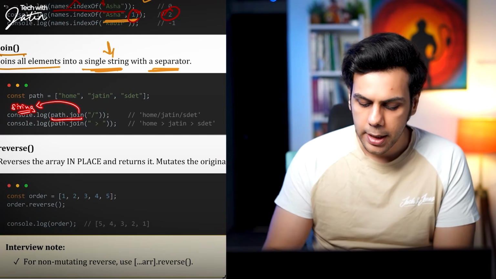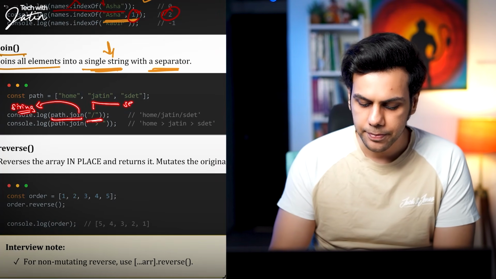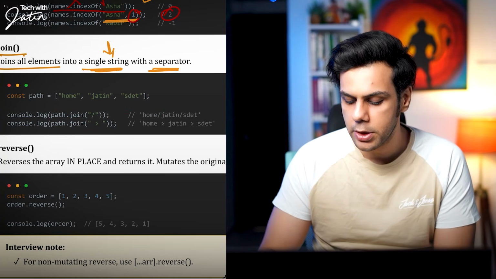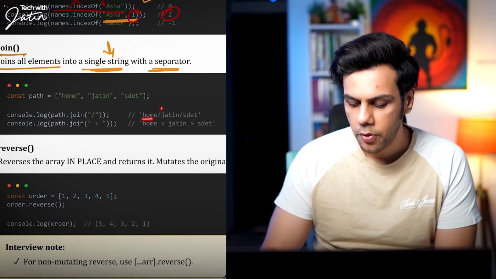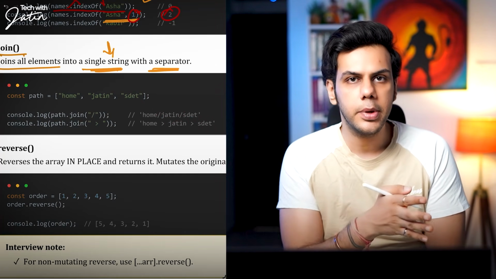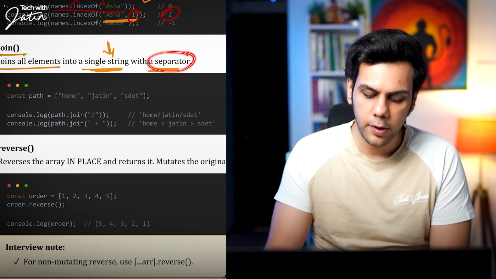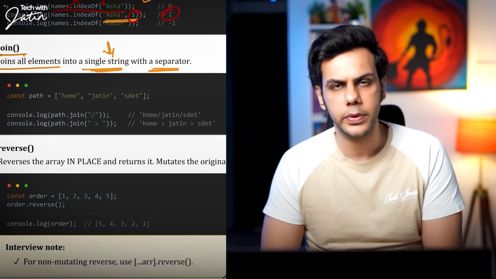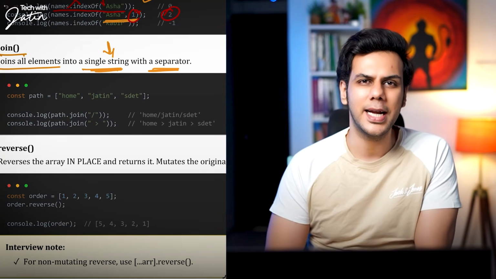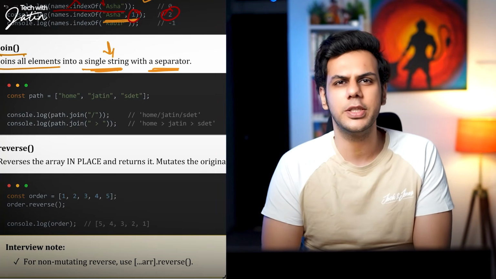So if you decide to say path.join, join is going to give me the final output as a string only. And here I'm giving my separator. The output over here is going to be a string which looks like this: Home/Jatin/SDET. So all the elements are joined together with the help of the separator. The separator over here is a /. Now this separator can be anything, whatever symbol you want. You want to give a hash, give a hash. You want to give a percentage, give a percentage.